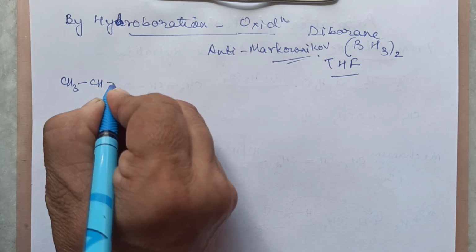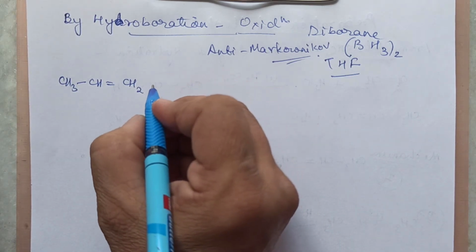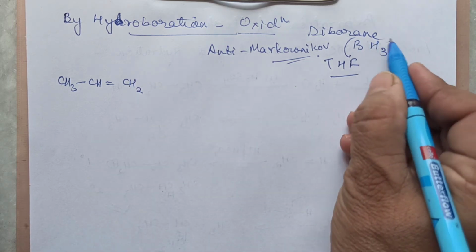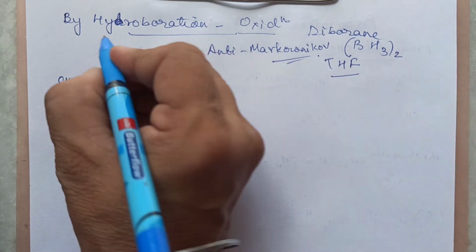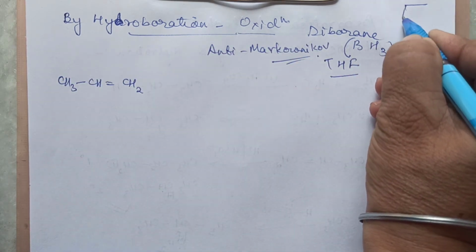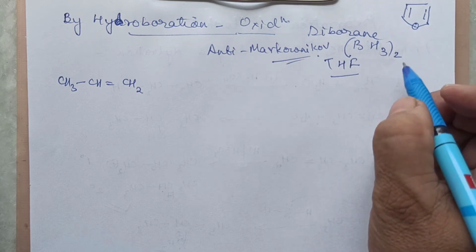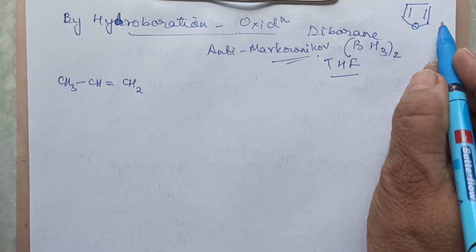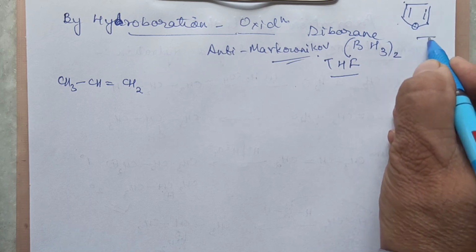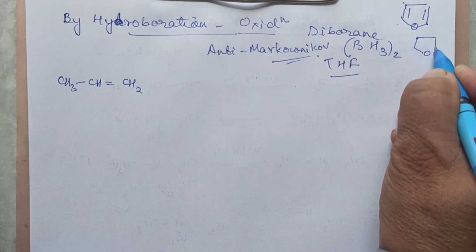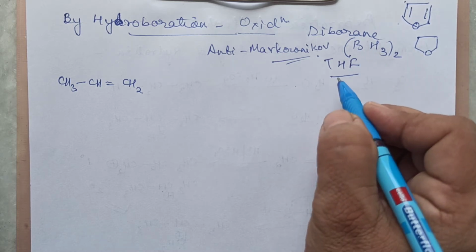CH3, CH, double bond, CH2. It is an unsymmetrical alkene we have taken. Now first let me tell you what is the role of this tetrahydrofuran. Now what is furan, children? We know furan is this. This is furan. If you remove these double bonds, these are all hydrogens now. So 1, 2, 3, 4 hydrogens come. So you will get this. This is tetrahydrofuran.